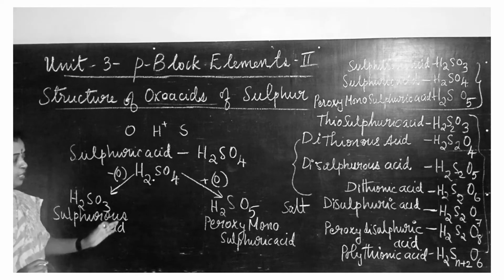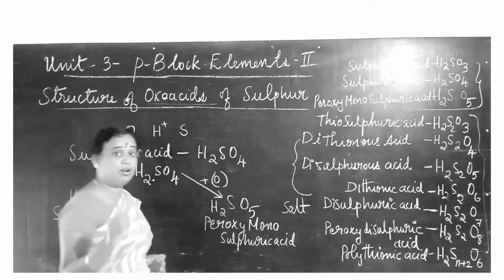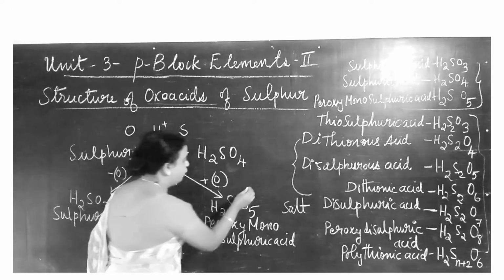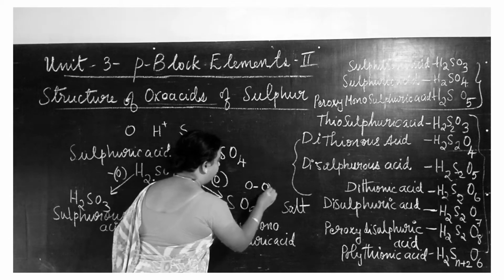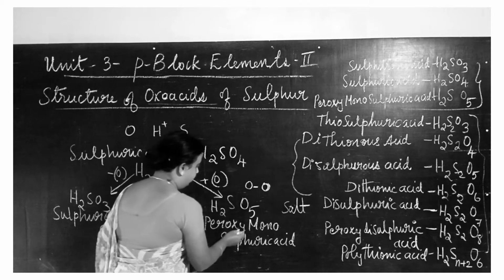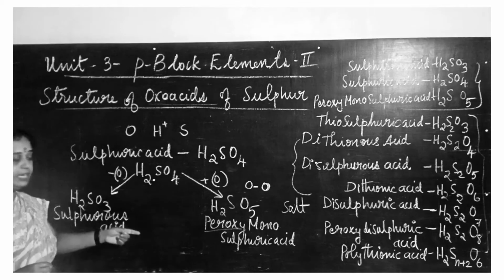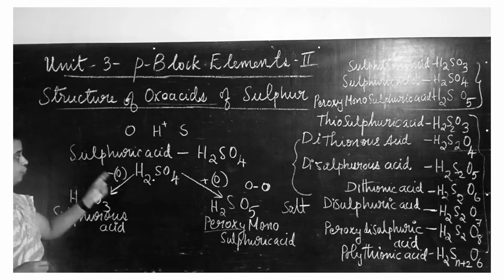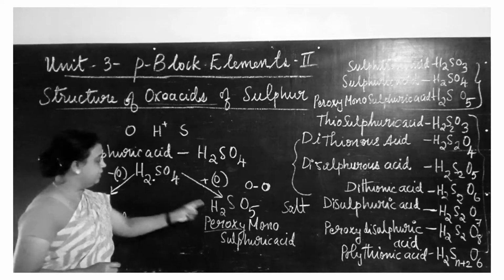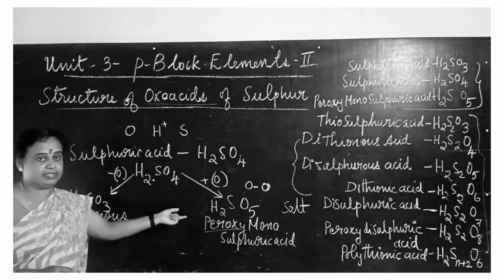Peroxy means you will have, like in hydrogen peroxide H2O2, a bond like this, O bond O. So the O-O bond will be present in peroxymonosulfuric acid. We'll see how the structure is drawn for these three single sulfur atom oxoacids.